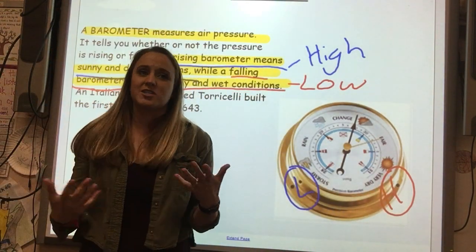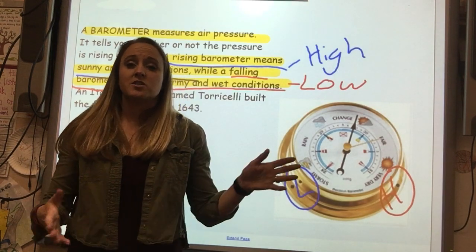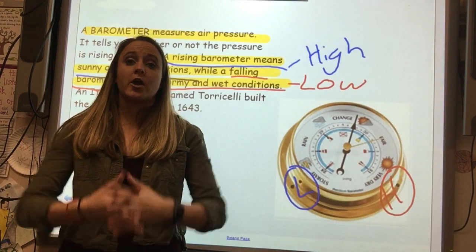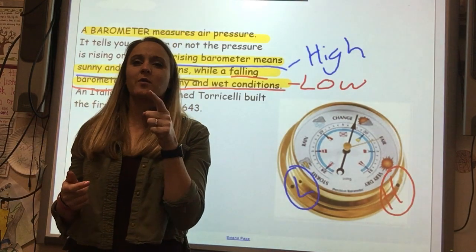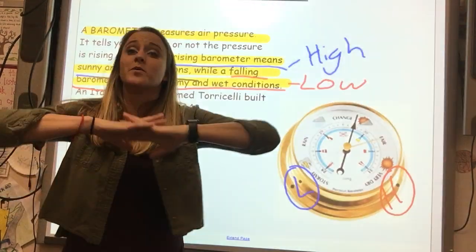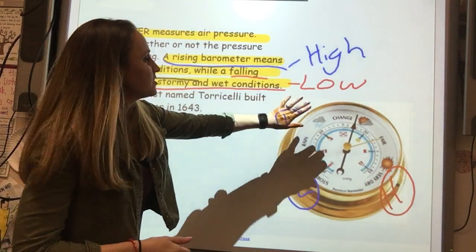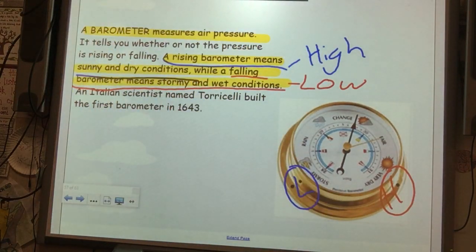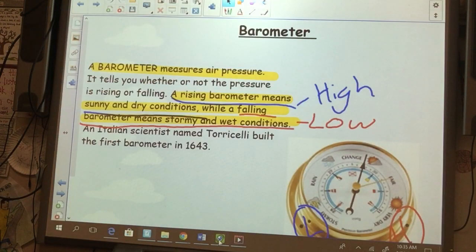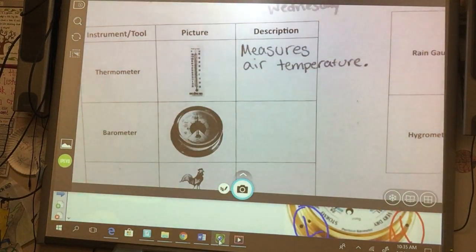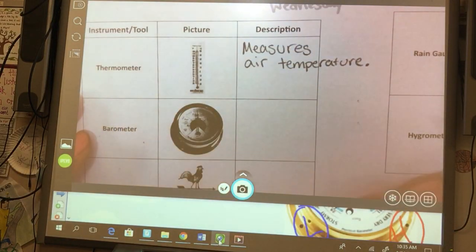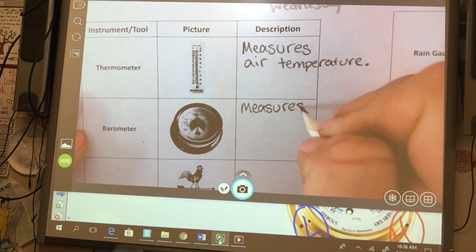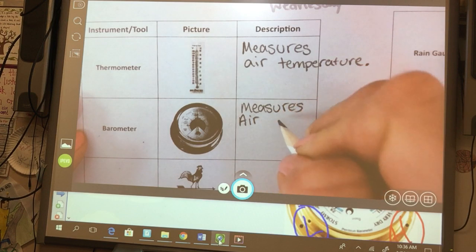Now, again, I like to do motions with my vocabulary words. So for barometer, we're going to say barometer because it measures air pressure. So go ahead and do that with me. I'm watching. Barometer, okay? So your barometer measures air pressure. So go to your notes page. Measures air pressure.